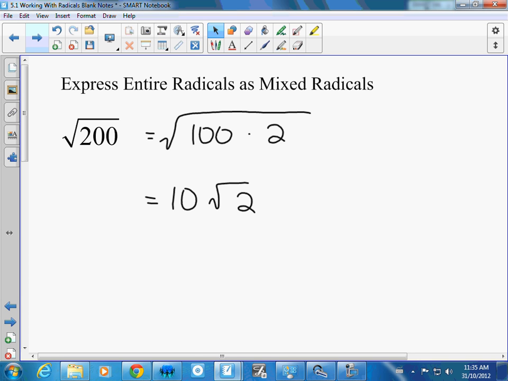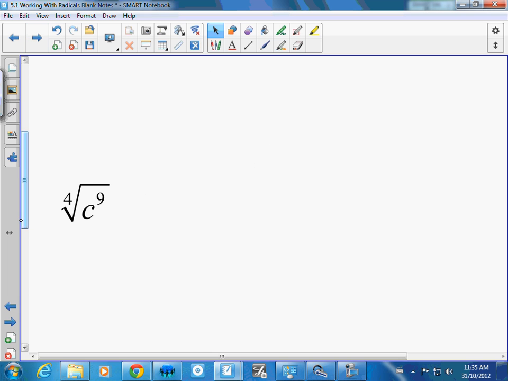Okay, so let's go to the next one. Now, this one's a little trickier. I'm not showing this. I'm going to show this common sense way. Okay, it's the fourth root, guys.